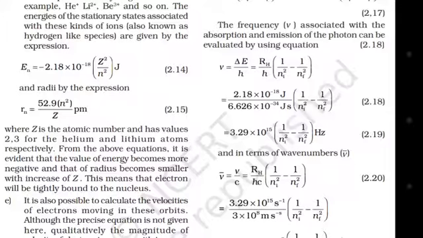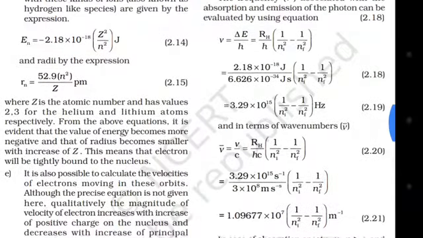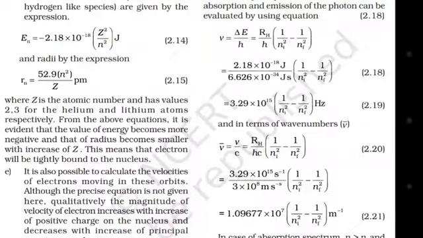and that is equal to 2.18 × 10^−18 J / 6.626 × 10^−34 J s × (1/ni² − 1/nf²) = 3.29 × 10^15 (1/ni² − 1/nf²) Hz.